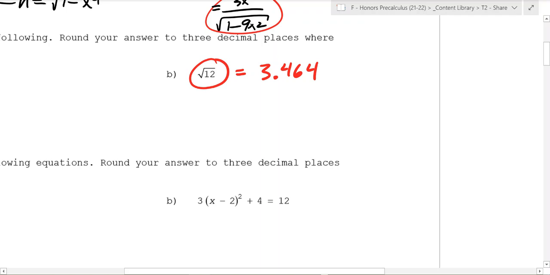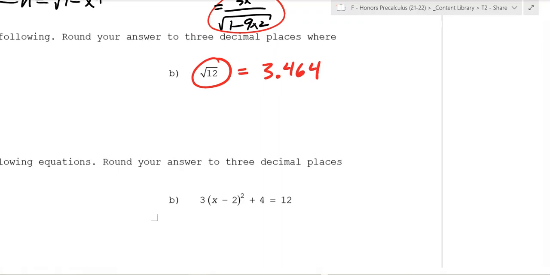As a side note, I'd be really impressed if someone could show me how to do that by hand. There is a really cool way to do square roots by hand.